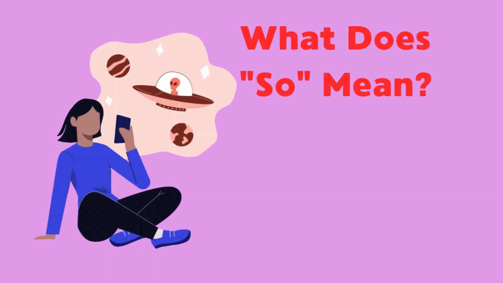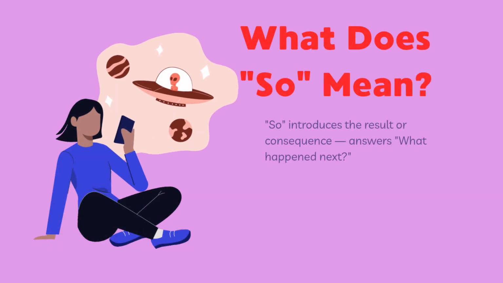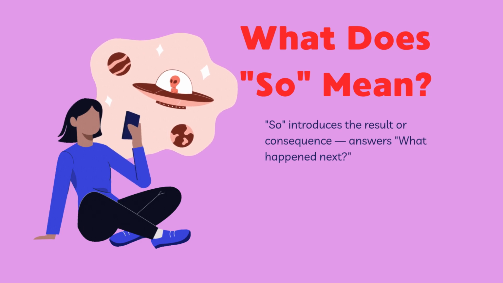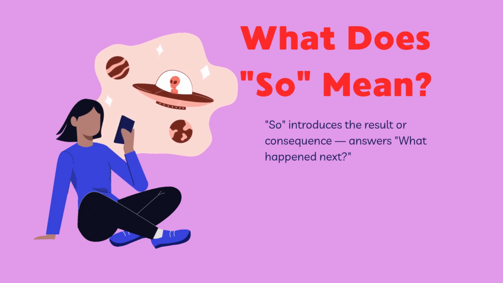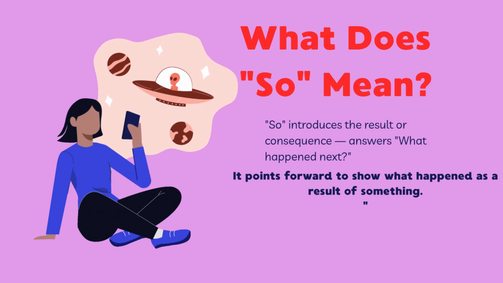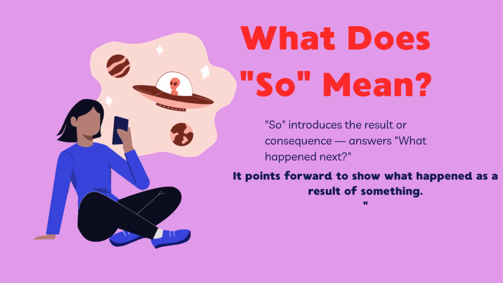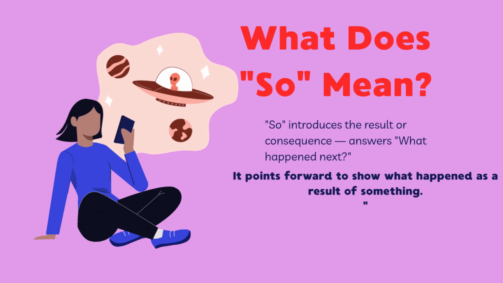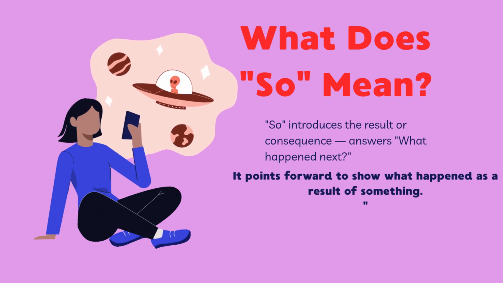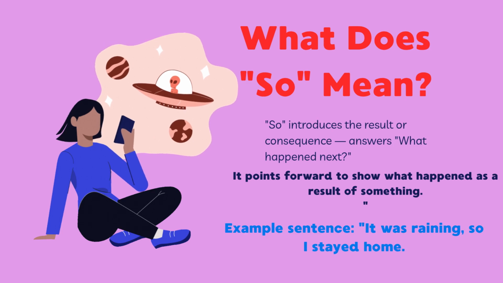Now, let's look at so. We use so when we want to introduce a result or consequence. It answers the question, what happened next? In other words, so shows what happened as a result of something. For example, it was raining, so I stayed home.